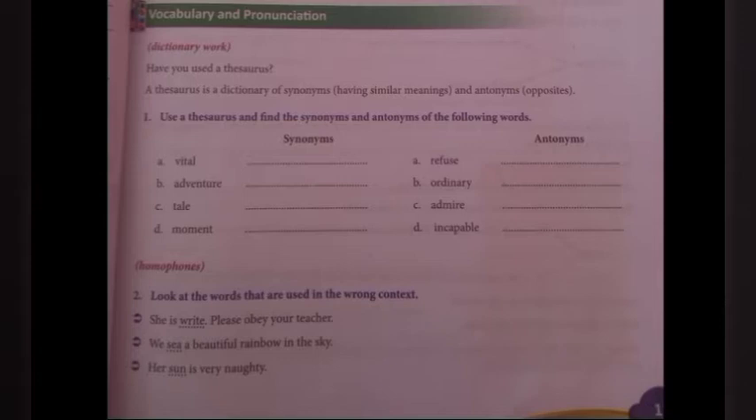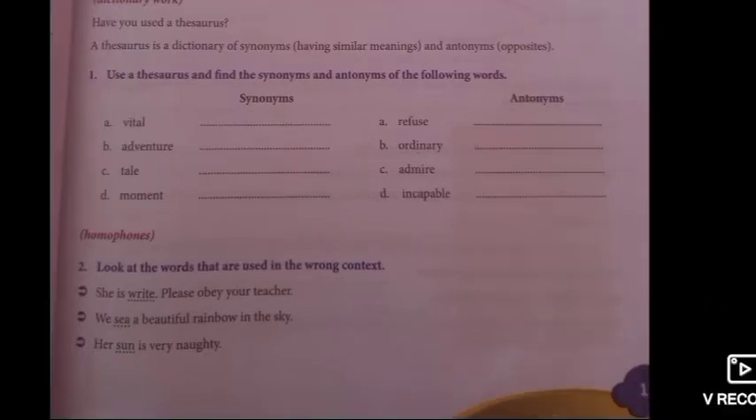Okay, so here use a thesaurus and find the synonyms and antonyms. So here it is given, use a thesaurus and find the synonyms or antonyms. Now what you have to do is, you will have a thesaurus, maybe in the dictionary itself sometimes the thesaurus will be included. You just find the meaning for the following words. Okay, and next we are going to see homophones. Okay, so do you know what is meant by homophones?